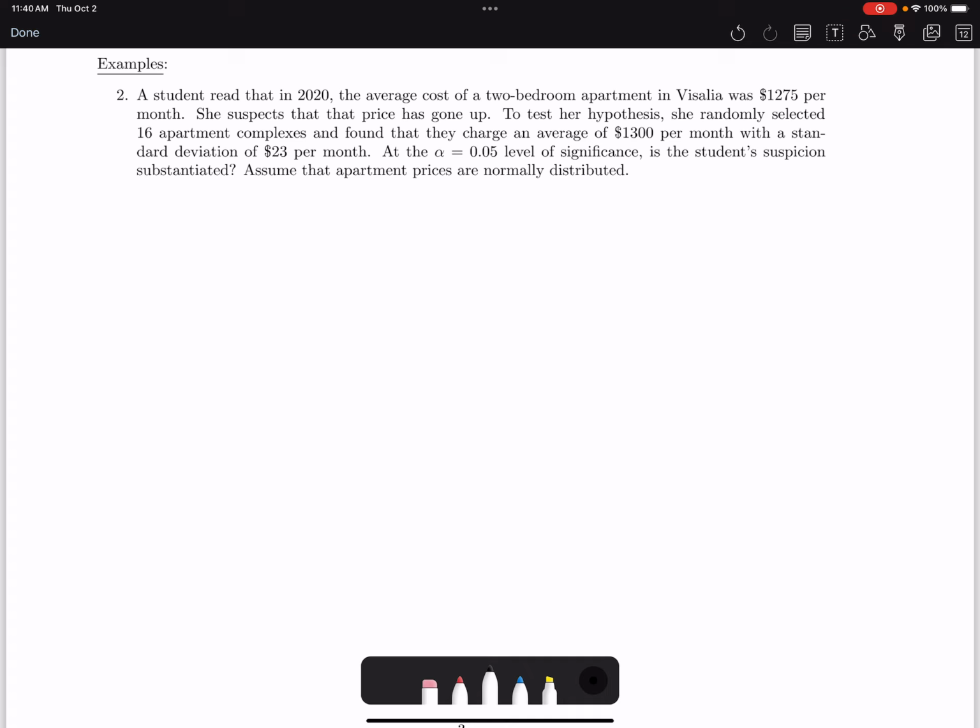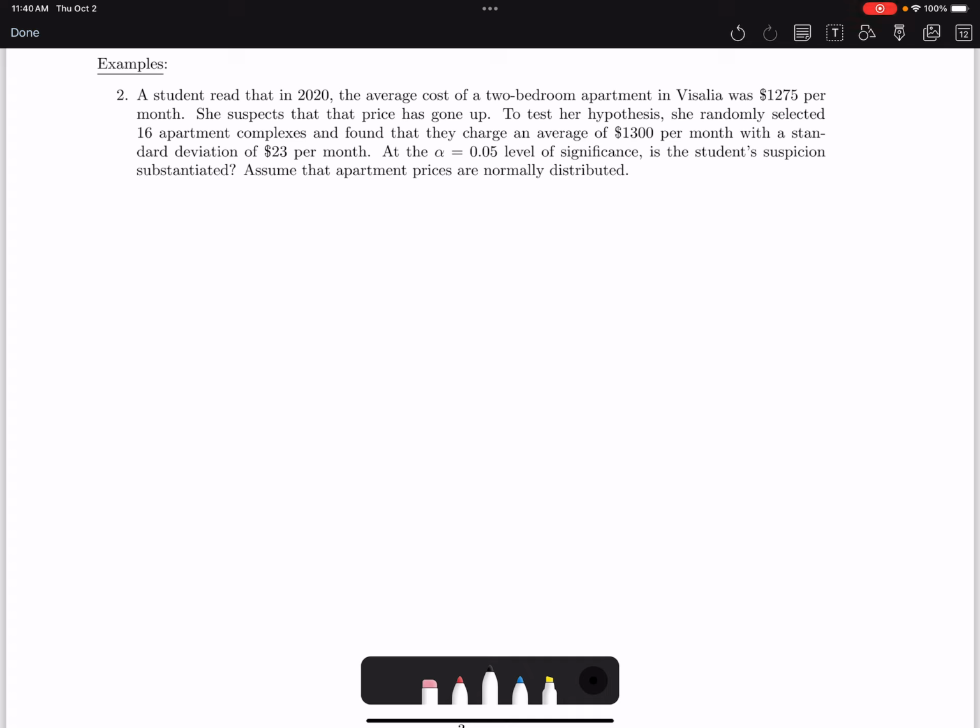So number 2 here says, a student read that in 2020, the average cost of a 2-bedroom apartment in Visalia was $1,275 per month. She suspects that price has gone up. To test her hypothesis, she randomly selected 16 apartment complexes and found that they charge an average of $1,300 per month with a standard deviation of $23 per month.